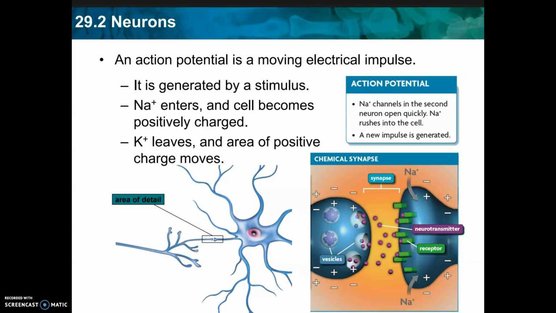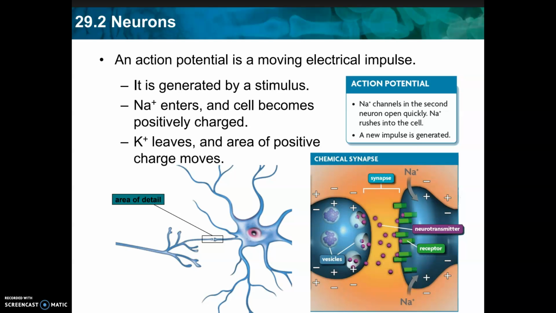An action potential is a moving electrical impulse. An action potential is generated by a stimulus. A stimulus can be as small as someone brushing the side of your arm, or it can be something scary like you breaking your arm. It is generated by a stimulus.